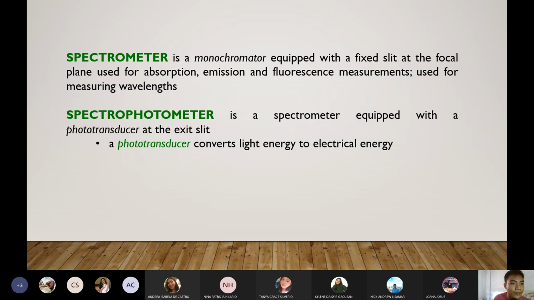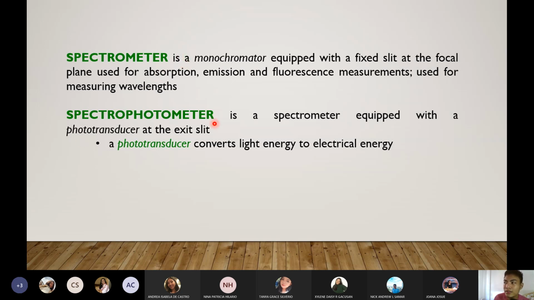Okay, so spectrometer. We already went through this earlier. When we say spectrometer, we are measuring the spectrum of light. Basically, we are determining the quantities of light of certain wavelengths. This is used for absorption, emission, and fluorescence measurements, which you have probably covered in your lecture.